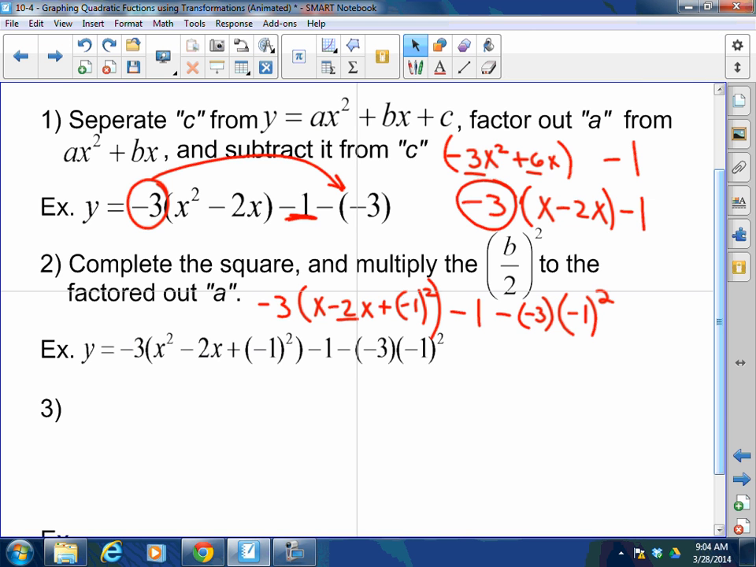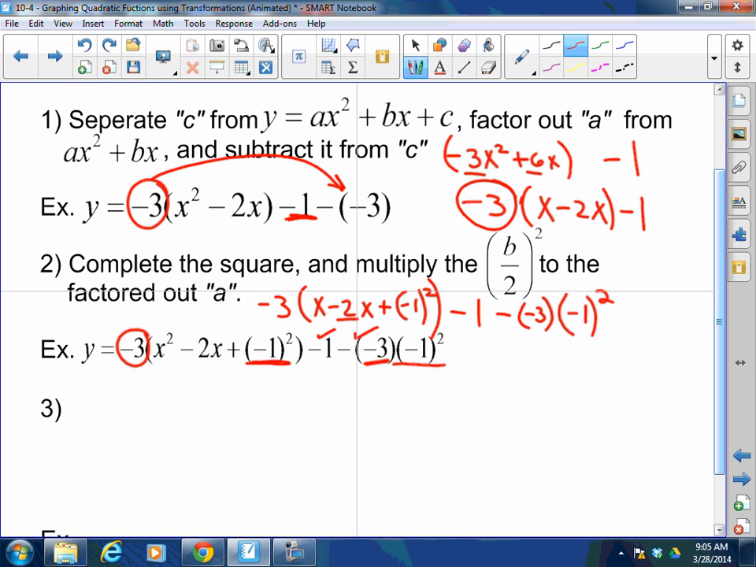Does that make sense what I just did here, guys? Please pay attention because I've got 6 minutes left. So I need to do a good job here. Does this make sense? Again, this is the negative 3 I factored out. This is the c that I pulled away. I have to subtract the a that I factored out. This is my b over 2 squared, which I must multiply by the a that I factored out. You guys with me here?